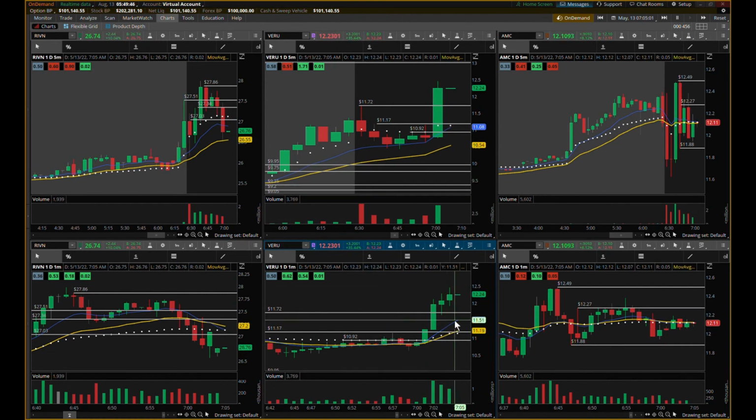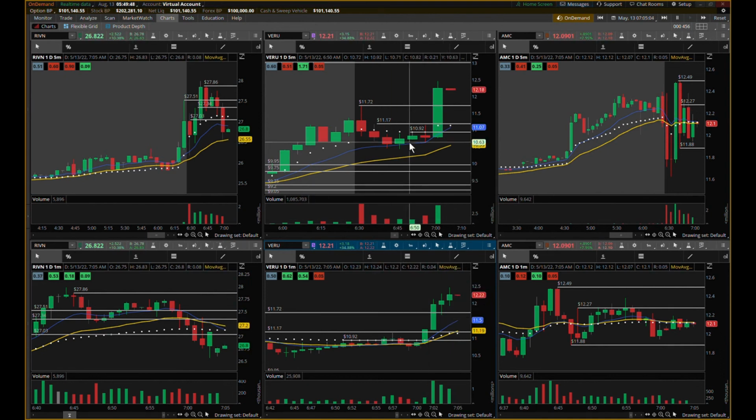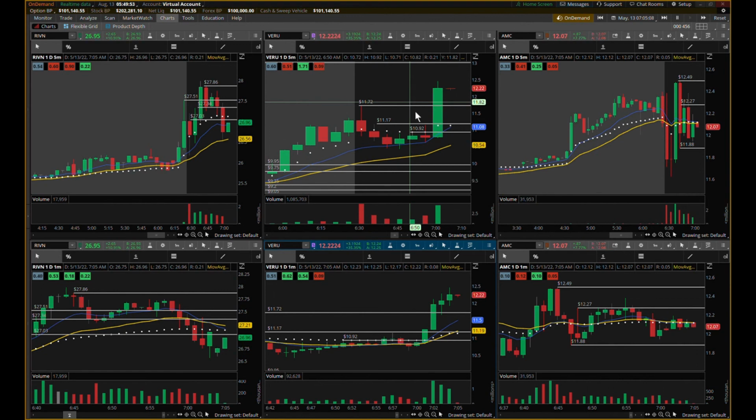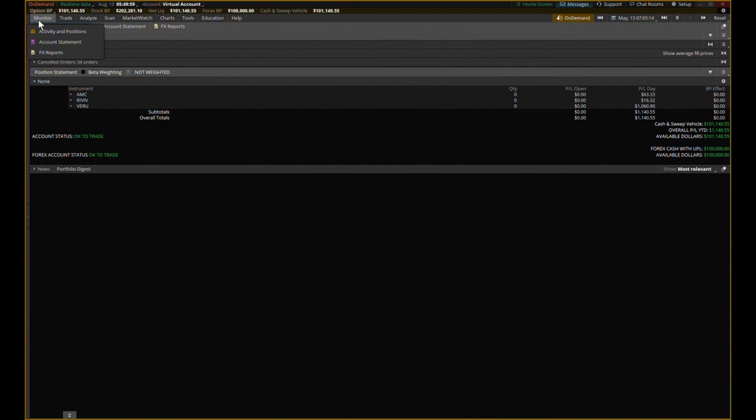I'd like to see it pull back more. Got a new 5-minute candle. Maybe we come back to 1172 again. Maybe I'm done for the day. I don't know. Let's look at the P&L. Up $1,140.